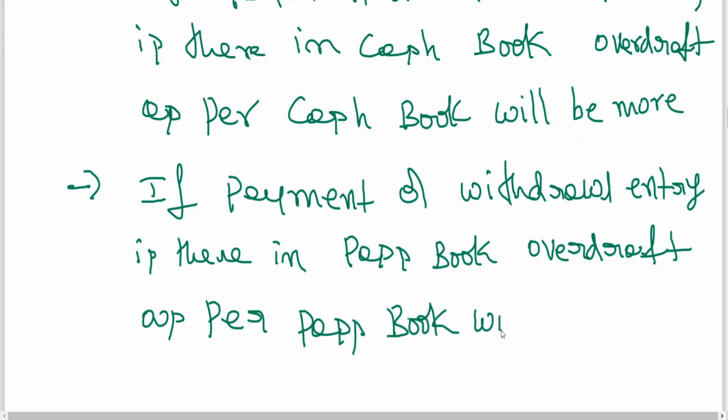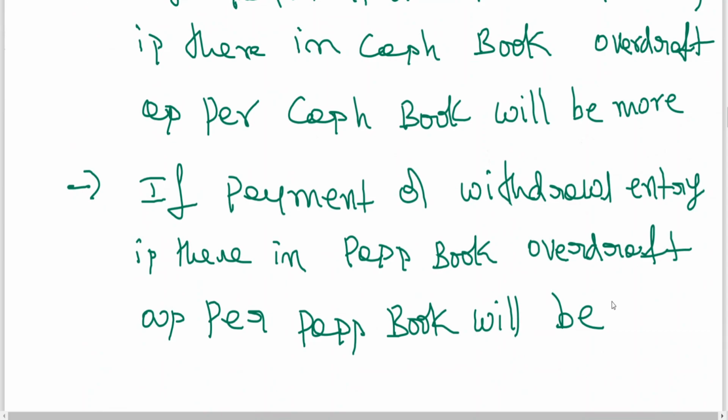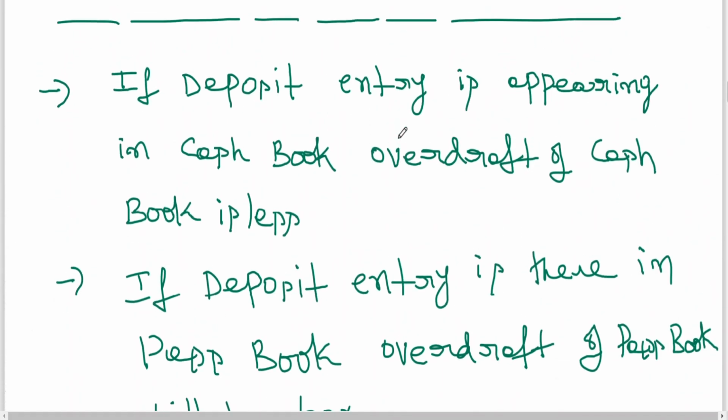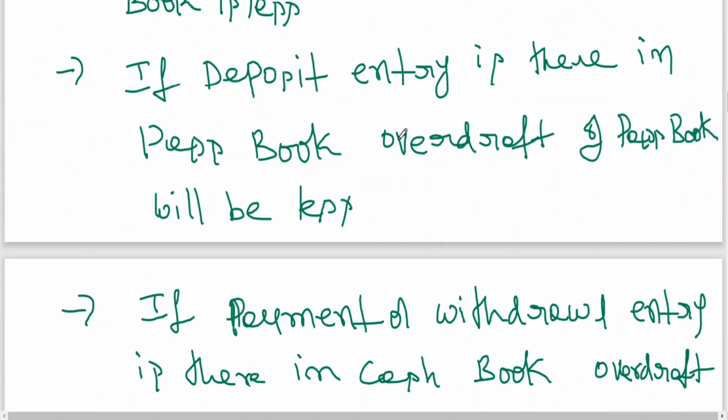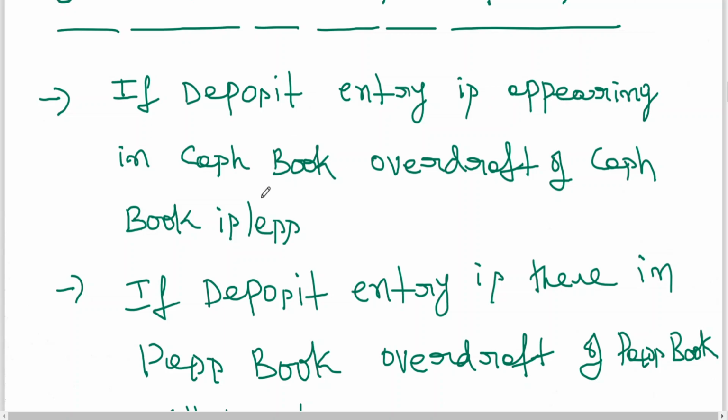Simple words, if the payment entry is there in cash book, overdraft as per cash book will be more. If payment entry or withdrawal entry is there in passbook, overdraft as per passbook will be more. Similarly, if deposit entry is there in cash book, overdraft of cash book is less. If deposit entry is there in passbook, overdraft of passbook will be less, which is opposite to favorable. If in favorable, deposit entries appearing in cash book make the balance more, overdraft is opposite.